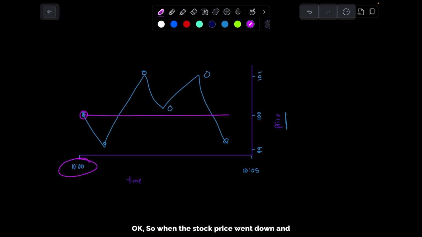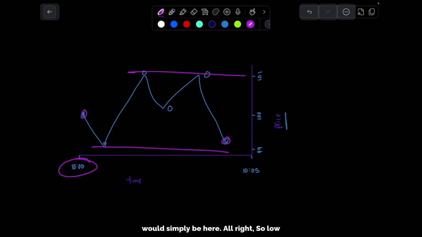Okay, so when the stock price went down and up and down and up and down, as we mentioned in the previous candlestick lesson, we form these candles depending on price and the most recent transactions of that time frame. All right, so at 10 o'clock, we have the opening price here and then the closing price here. And then the highs would simply be here and the low would simply be here. All right, so low and high is very easy to understand.